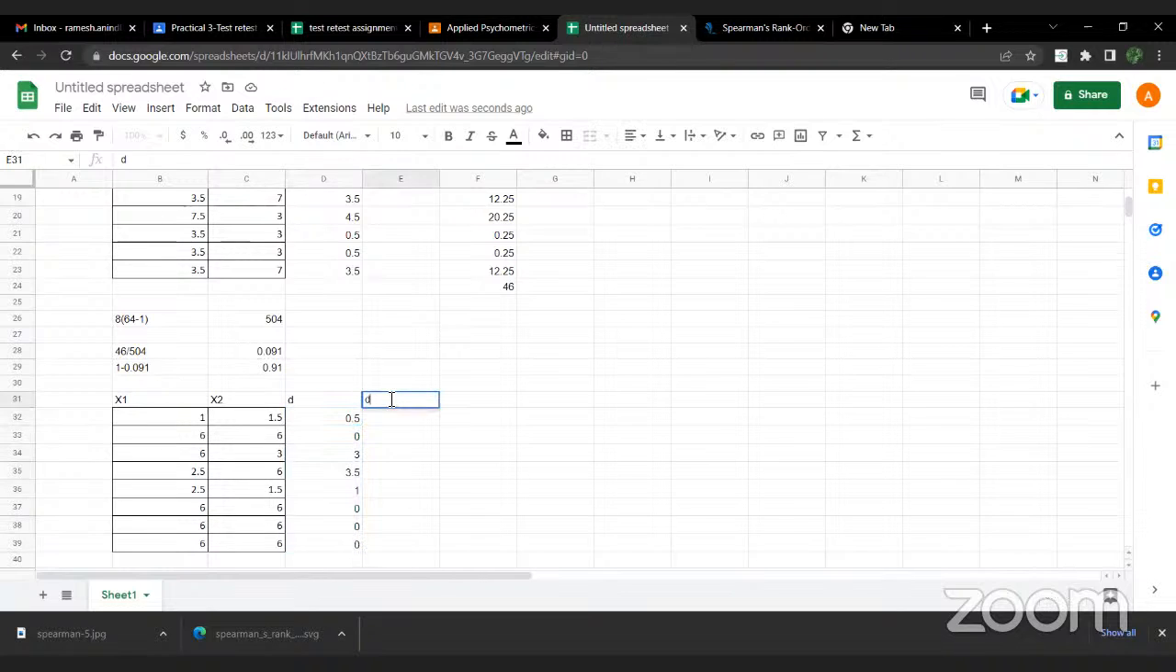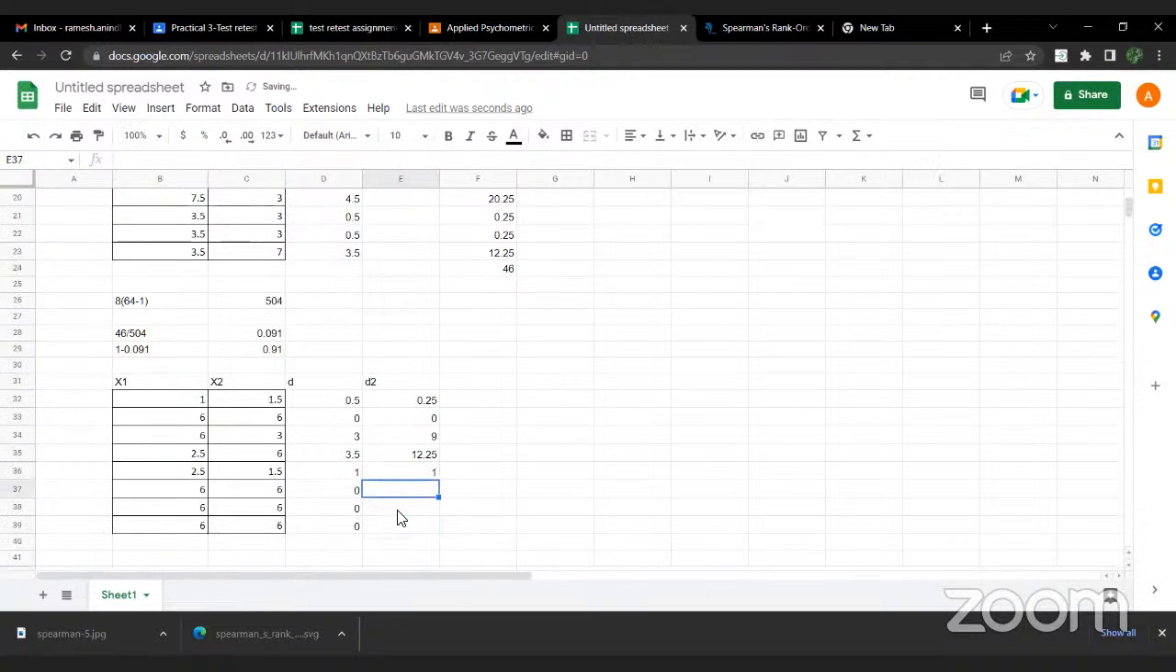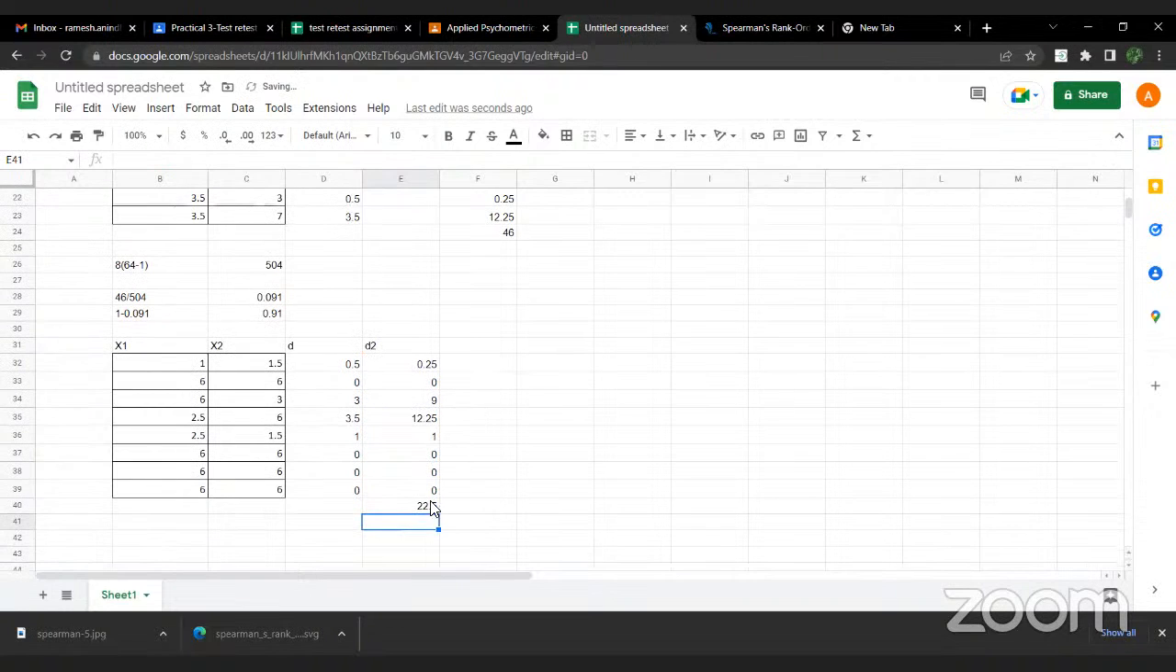Awesome. Now we're going to calculate d squared, which is 0.25, 0, 9. 3.5 squared is 12.25. We already calculated it here. So 12.25. We have 1. Then we have 0, 0, 0. So we need to again total this. So I'm just going to again sum. We have 22.5 as total.